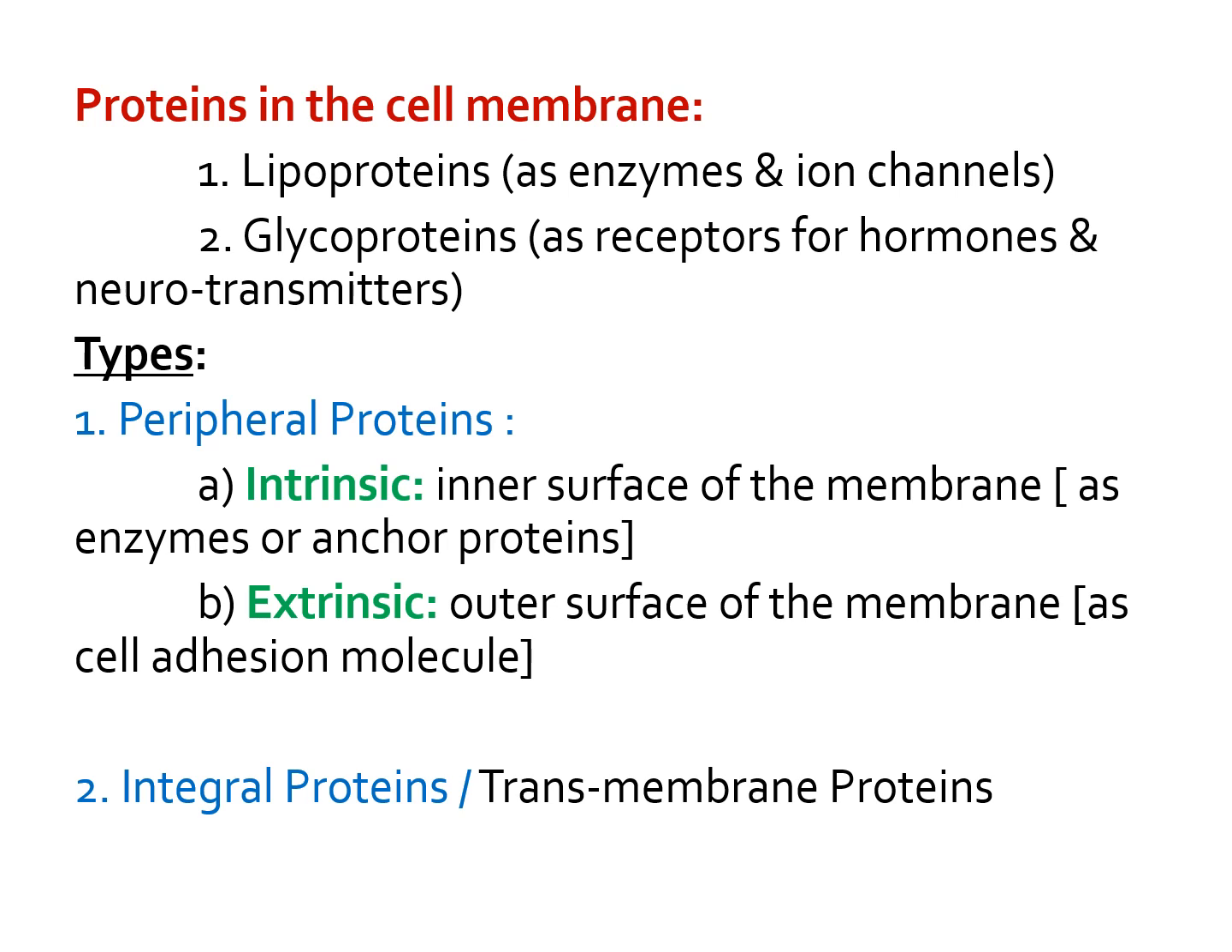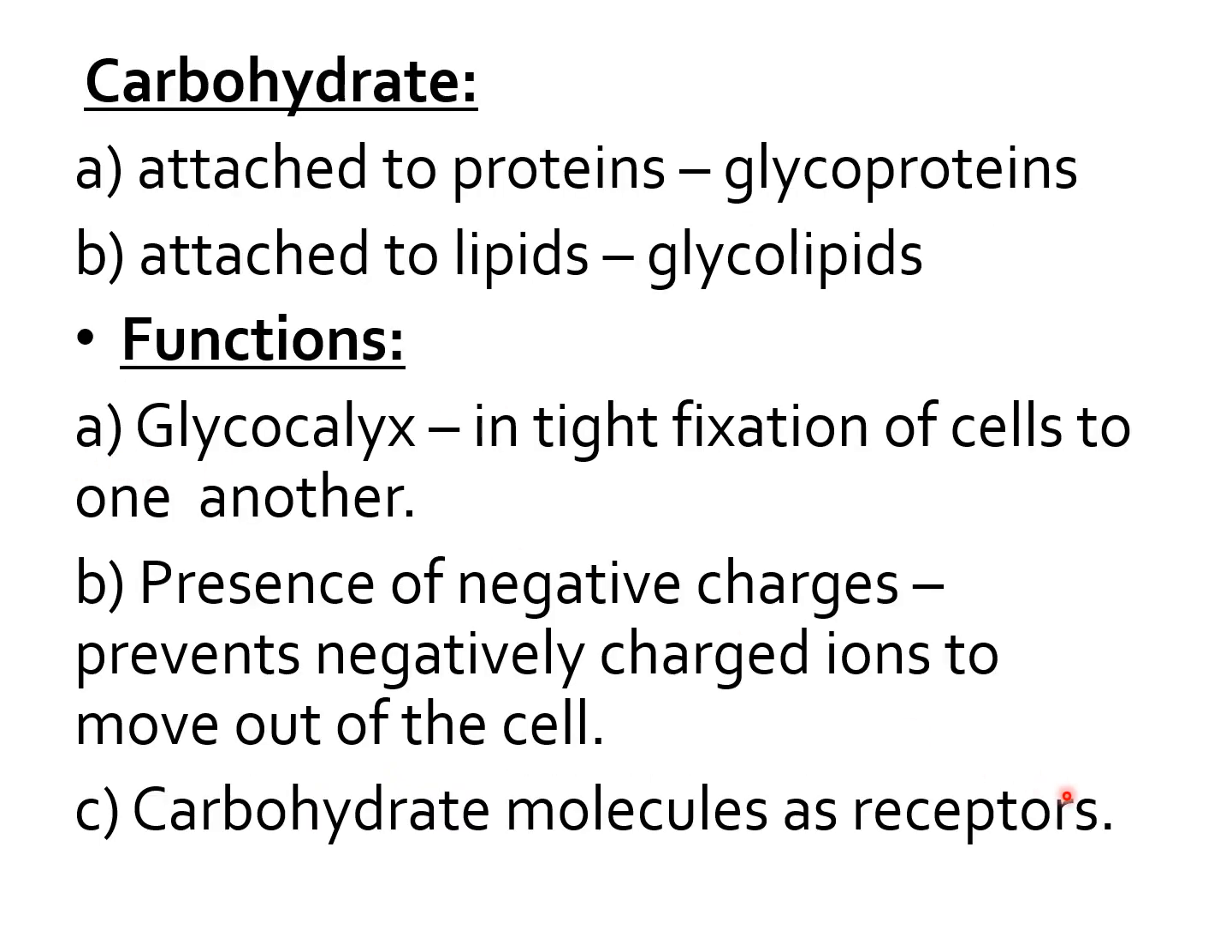And peripheral proteins are again two types: intrinsic proteins and extrinsic proteins based on their presence. Intrinsic proteins are present on the inner surface of the membrane, whereas extrinsic proteins are present on the outer surface of the membrane. These intrinsic proteins act as enzymes or anchoring proteins, whereas extrinsic proteins act as cell adhesion molecules. Transmembrane proteins, how are they present? Transmembrane proteins are present across the cell membrane, and they act as channel proteins, carrier proteins, receptors, and they also act as enzymes.